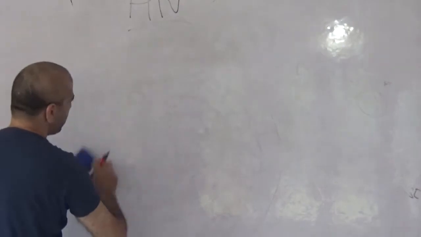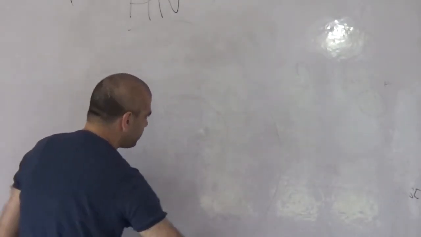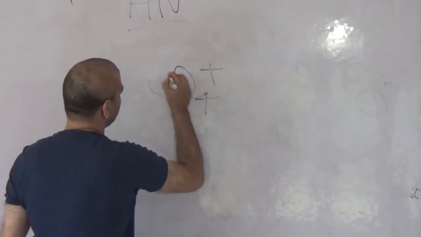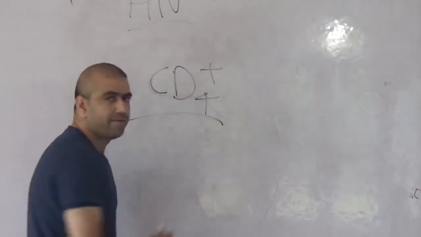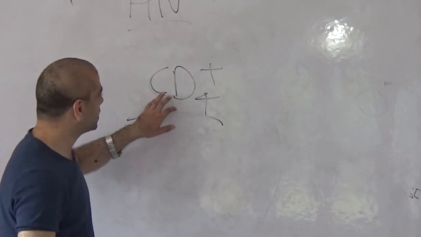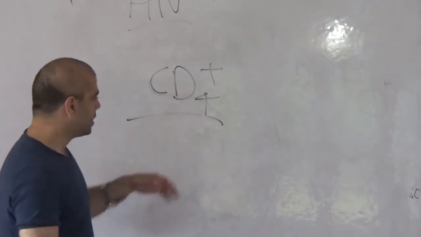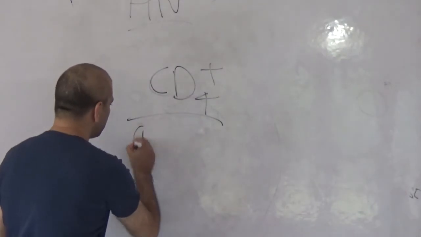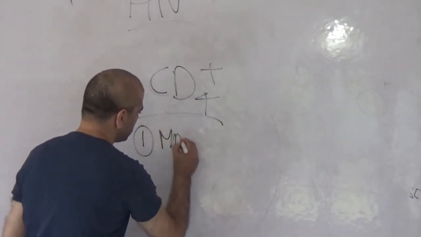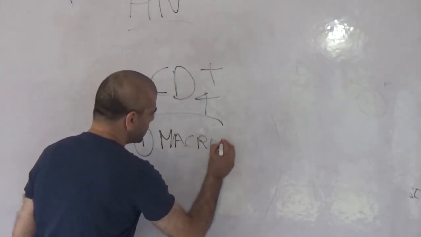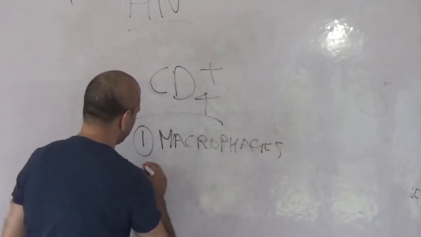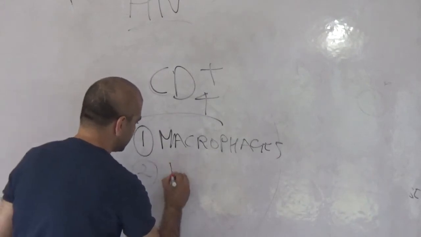Now you might be aware of CD4 positive cells. These are the kinds of cells which display what's called cluster of differentiation 4. 3 kinds of cells display CD4. Number 1, macrophages. Number 2, dendritic cells.